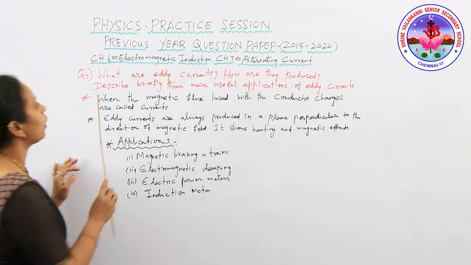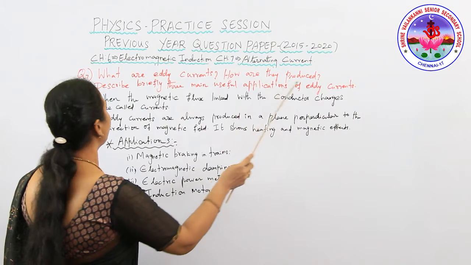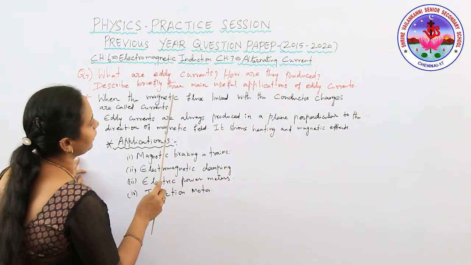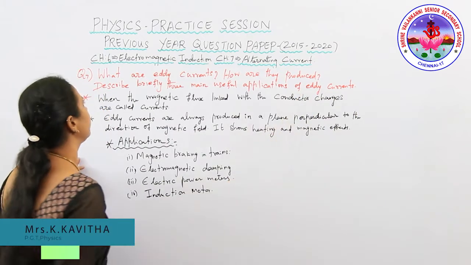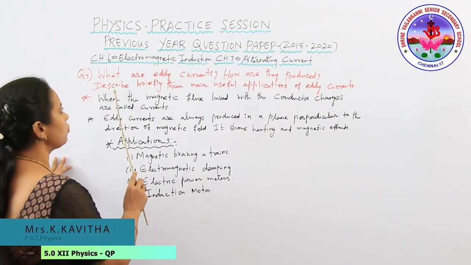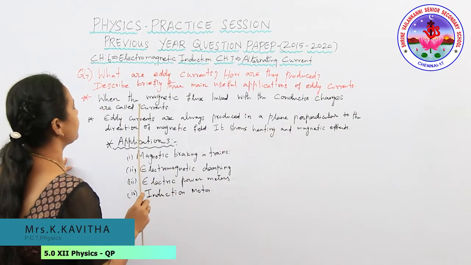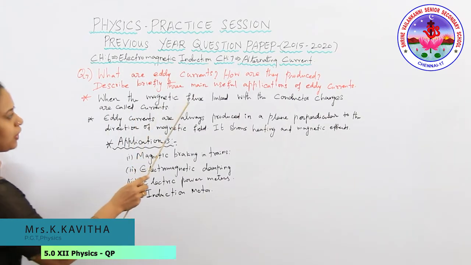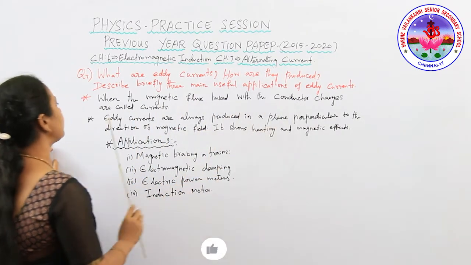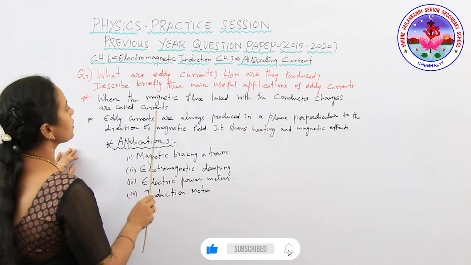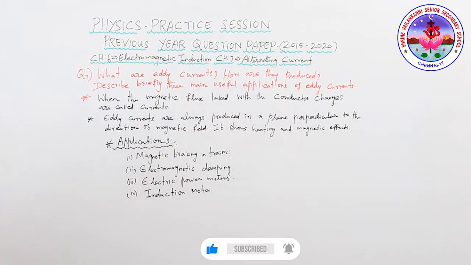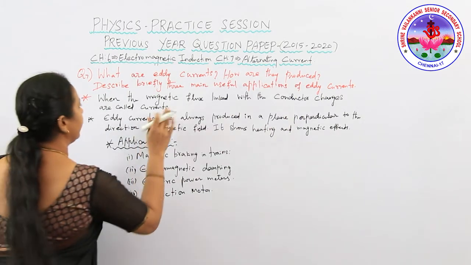The next question: what are eddy currents? How are they produced? And describe briefly 3 main useful applications of eddy currents. Like that, if they ask, you have to write what eddy currents are. The definition says that when the magnetic flux linked with the conductor changes, it will give eddy current. We can say that is called the eddy current.